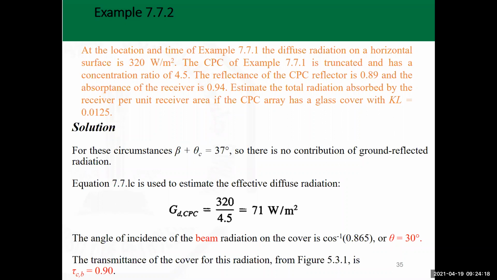Now the diffuse radiation on a horizontal surface is given by 320. So this is basically G sub D. The CPC of the example is truncated and it has a concentration ratio of 4.5. The reflectance of the CPC reflector is 0.89 and the absorptance of the receiver is 0.94. Estimate the total radiation absorbed by the receiver per unit receiver area if the CPC array has a glass cover with KL equal to 0.0125.